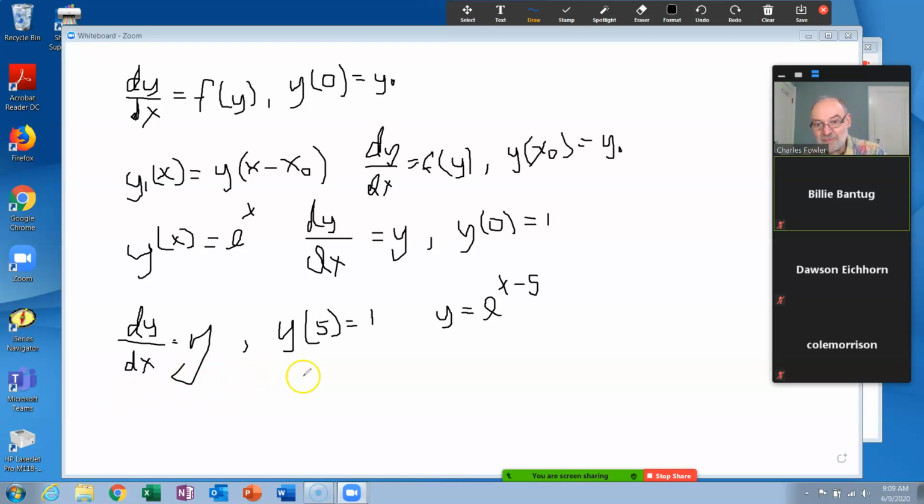dy/dx would be e to the x minus 5. It's the same thing, no chain rule involved or anything else, and sure enough, those are equal. But now y at 5 has to be equal to 1, so when x is equal to 5, you put a 5 in here, this becomes a 0, and e to the 0 is 1. So yeah, that works. You see it's a simple example illustrating this.